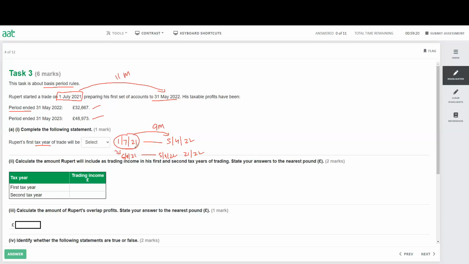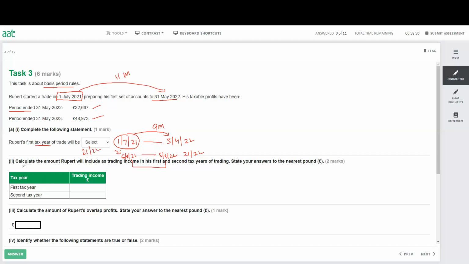If I start my trading on 1st of July, after 6th of April, that means I fall in tax year 21 and 22. Even if I started in August, September, October, November, December, it doesn't matter, because that's my period from 6th April 21 to 5th April 22. Anytime in this period that I start my business, I'll fall in tax year 21 and 22.